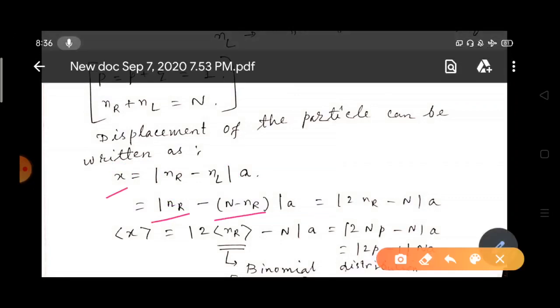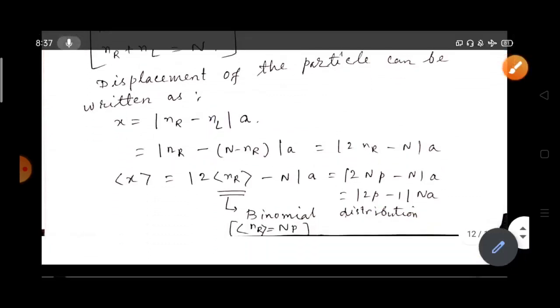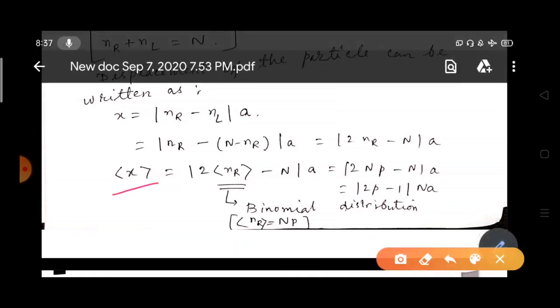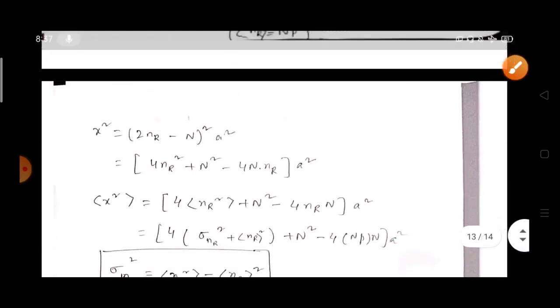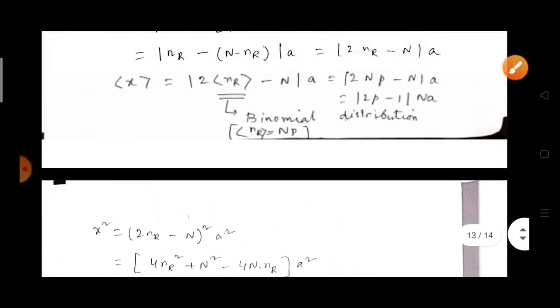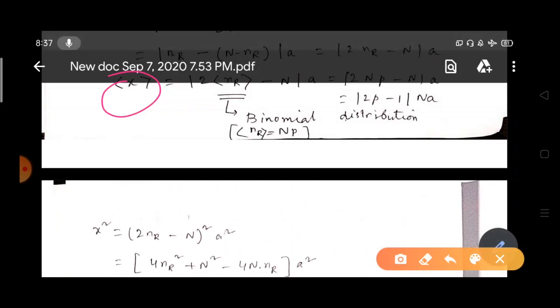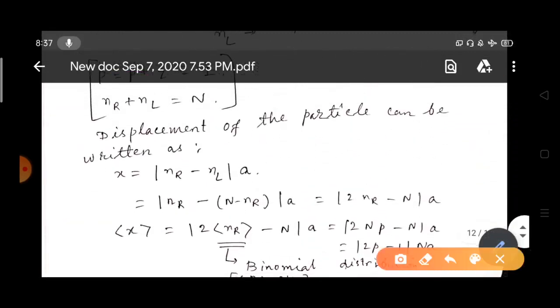Now nr minus nl you can write as (nr minus (n minus nr)) into a, or you can write it as (2nr minus n) into a. For x average, you can take the average of nr, so (2 nr average minus n) into a, which you get. nr average for the binomial distribution is n into p. So (2np minus n) into a, that is (2p minus 1) into na, so this is the x average value.